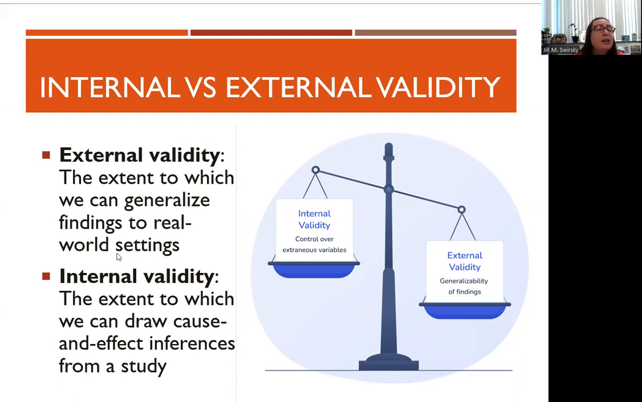We'll start with external validity. External validity is the extent to which we can generalize our findings to real world settings. How realistic is our study? Internal validity is how confident we are that we have control over those extraneous variables. How confident are we that the change in our dependent variable is due to our independent variable?